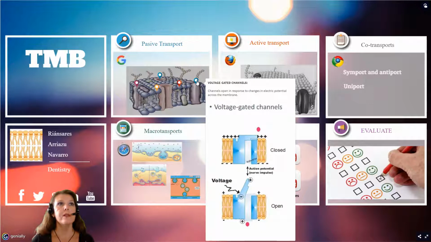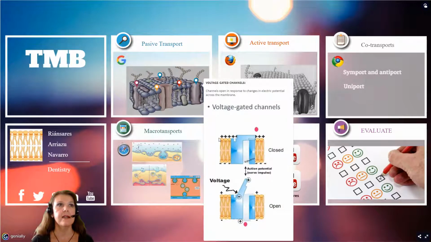When we talk about voltage-gated channels, this is very important for the nervous system. Channels open in response to a change in electric potential across the membrane. Okay, as you can see here, we have the membrane, the electric potential, and we are going to change this charge, and that opens the door and then permits the molecule to cross the membrane. With the voltage change, the door is open and then the molecule can cross the membrane.